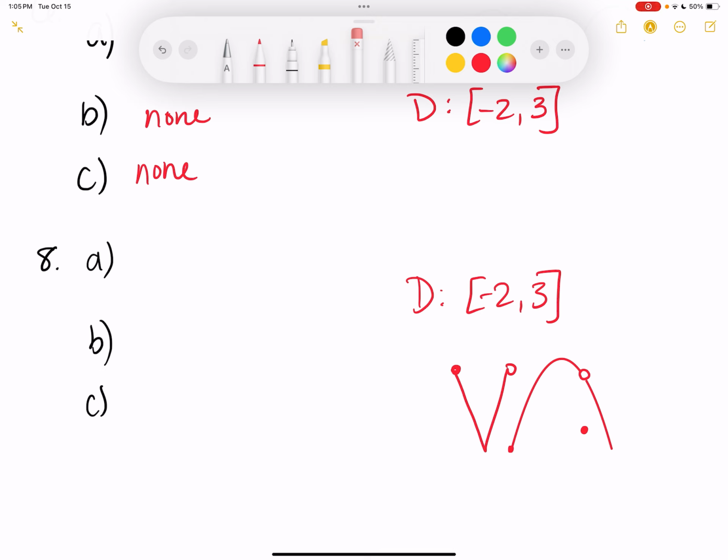Basically, we would say at all points -2 to 3, except at x equals -1, 0, and 2.